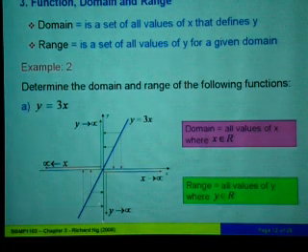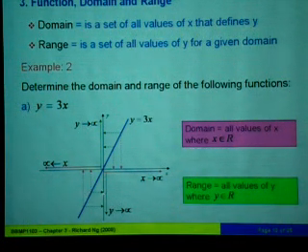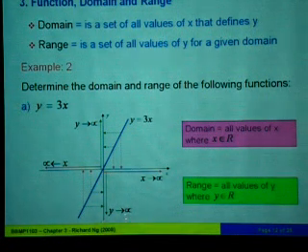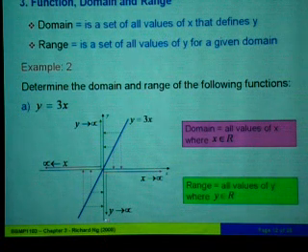So the same goes for the negative part. If we take a point and draw a line towards the y-axis, we will realize that the value of y will continue until infinity. So we have positive infinity, we have negative infinity.